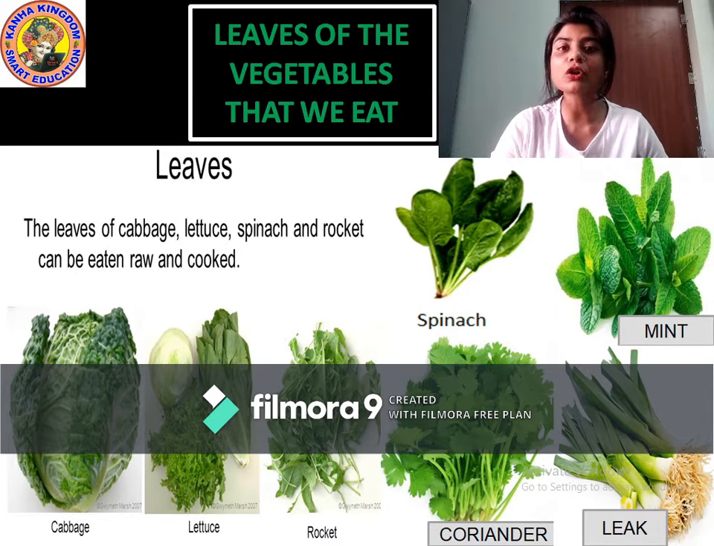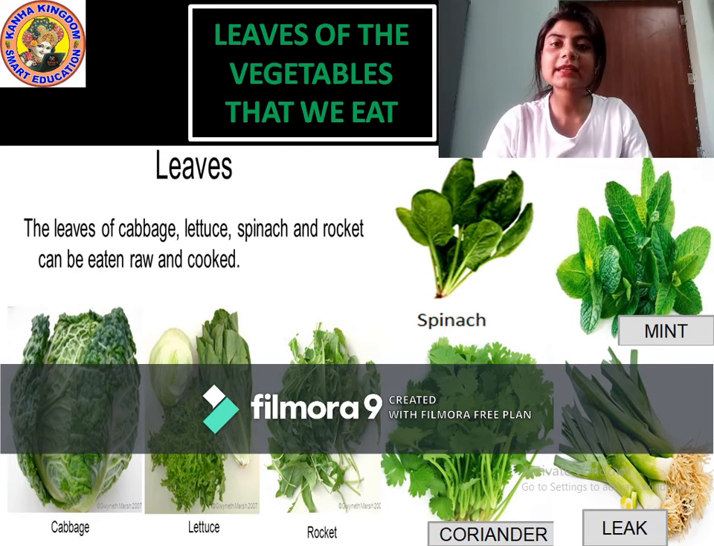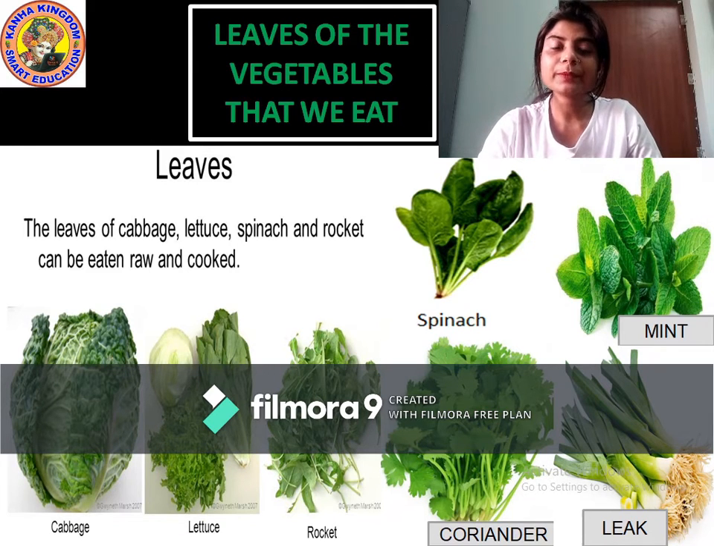Raw means uncooked. Then see cabbage, then lettuce, rocket. This rocket is a kind of spinach only. Then spinach, coriander, then mint, then leek. These are the different leaves of a plant that we eat as vegetables. Understood? These are leaves of the plant that we eat as vegetables.